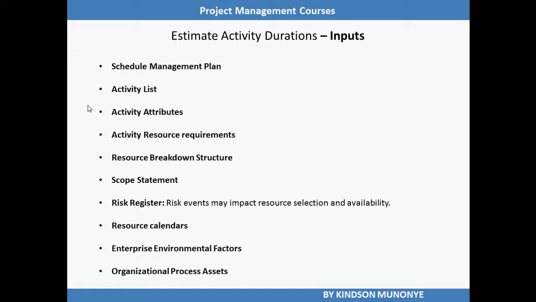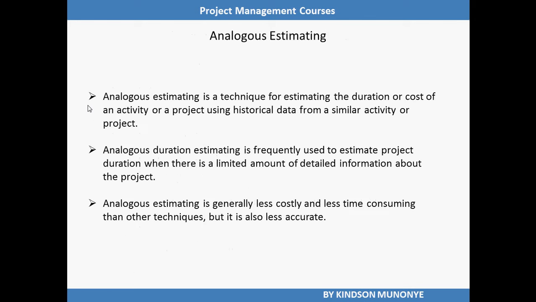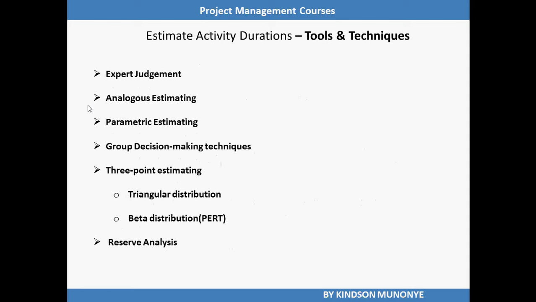Let's now go ahead and look at the tools and techniques for estimate activity durations. One of them is expert judgment, then analogous estimating, parametric estimating, group decision-making techniques, and 3-point estimating, which uses either the triangular distribution or the beta distribution, which is also called PERT, program evaluation and review technique. And then we have reserve analysis.